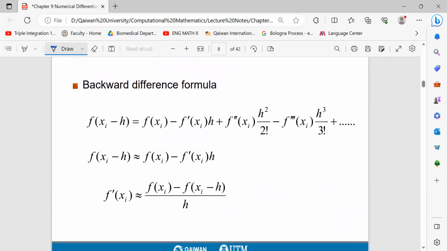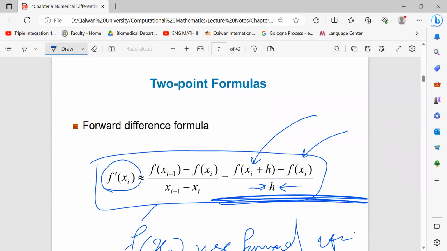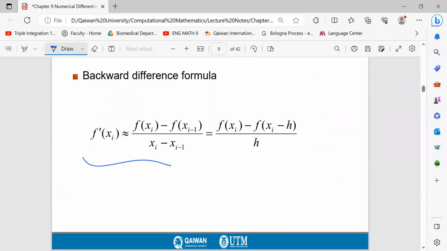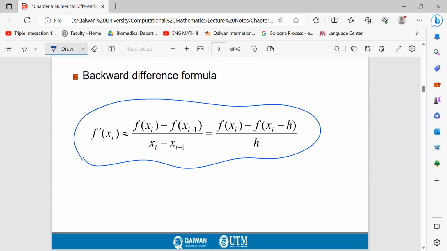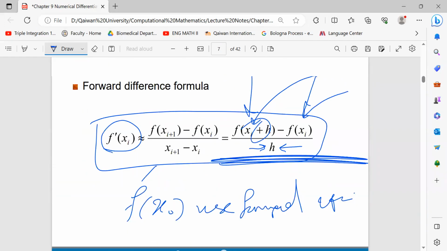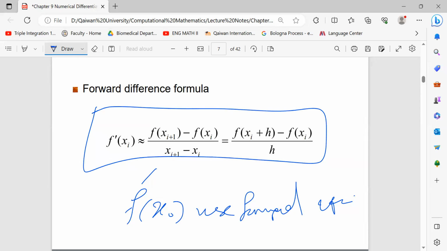And for backward, it's the same, just we exchange the place of these two, okay? And we change this positive to negative. This is the backward difference formula for 2 points, okay? The above one is the forward difference formula for 2 points.